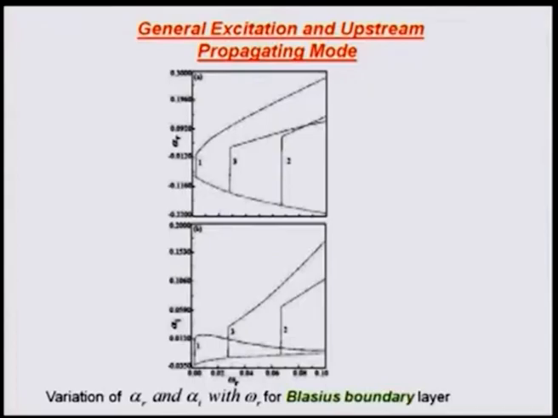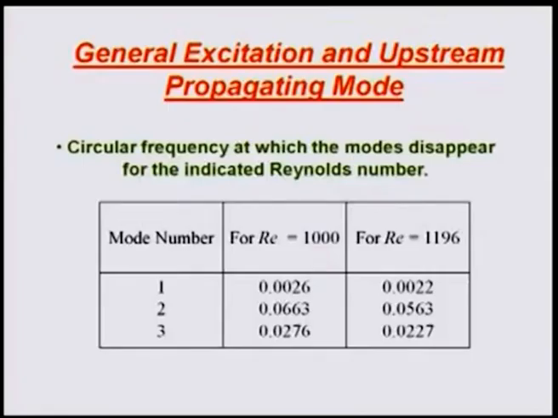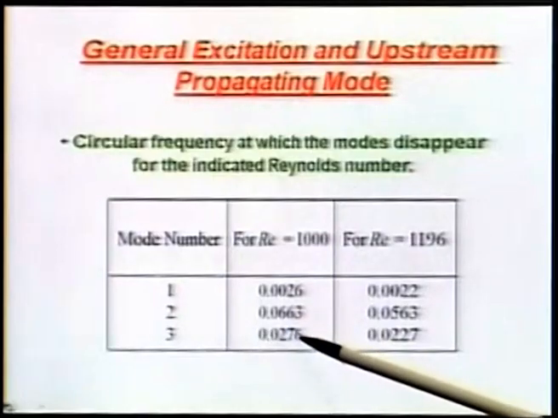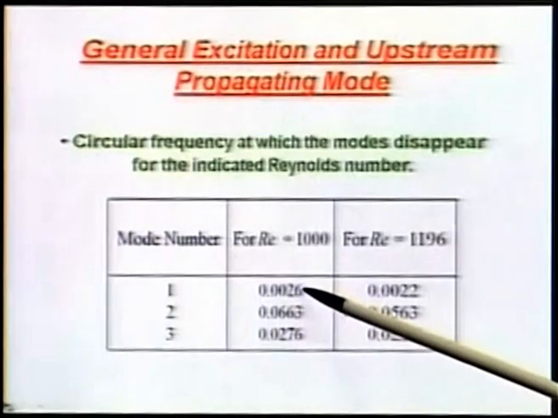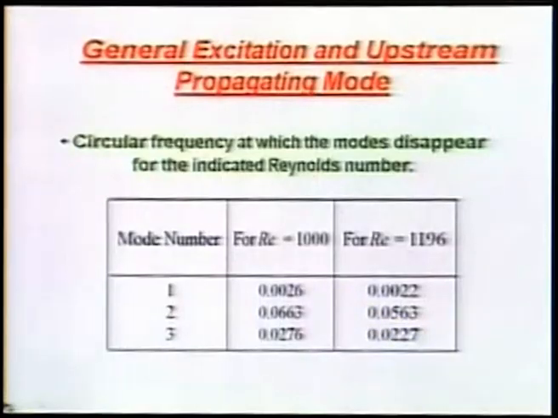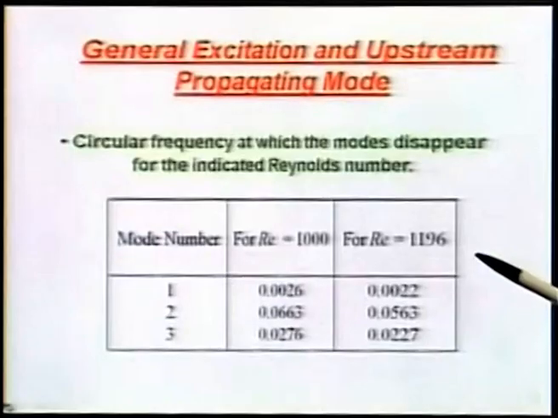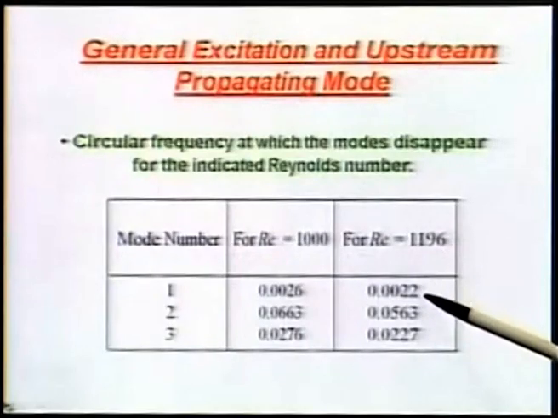And in the previous slide, I actually indicated to you what is really happening. What are these frequencies where progressively, one by one, the mode disappears? The second mode disappeared at 0.06, the third mode disappeared at 0.027, and the first mode disappeared at 0.0026. Believe me, this is the kind of value below which Taylor did his experiments. And when we did those calculations corresponding to Gaster's result for 1196, we found those values.